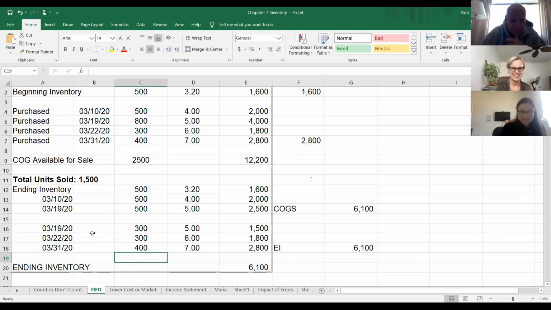Okay. This is your cost of goods sold here. We can either choose to calculate the ending inventory or the cost of goods sold. And here's what we do. Cost of goods sold.